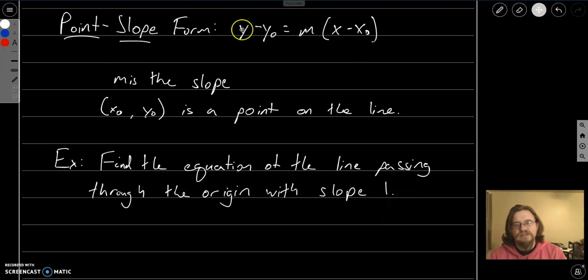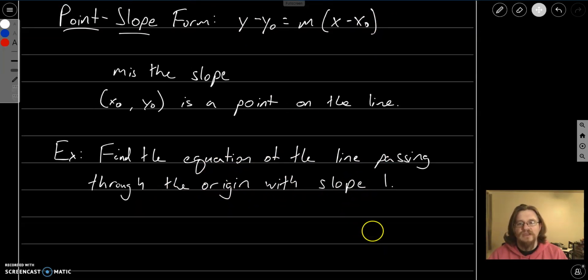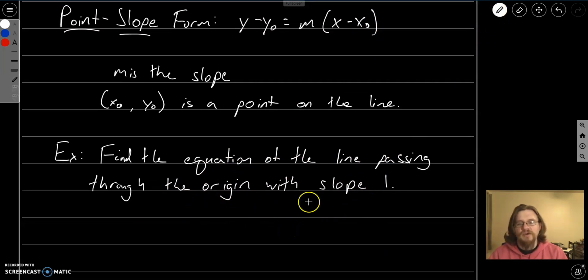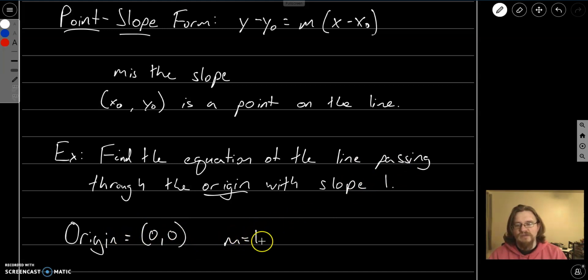So let's just use this formula to find the equation of a line passing through the origin with slope 1. First of all, we have to find a point on the line. Well, it passes right through the origin, and the origin is just another name for the point (0, 0). And the slope is 1, so m is equal to 1.